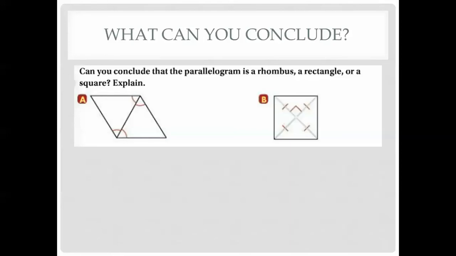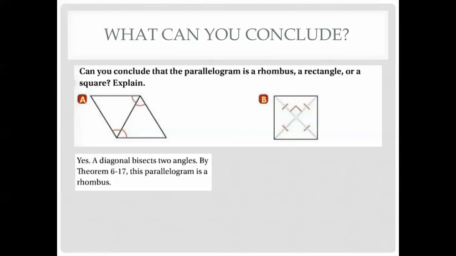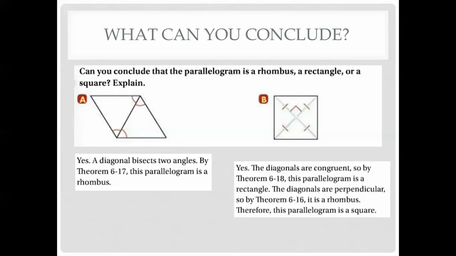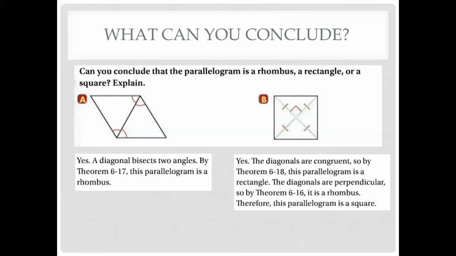Okay, let's see how you did. First one, yes, a diagonal bisects 2 angles, so this is a rhombus. The second one, the diagonals are congruent. We can see that by the markings. And the diagonals are perpendicular. The diagonals are congruent, that shows it's a rectangle. Then the diagonals are perpendicular, that shows it's a rhombus. It's both a rhombus and a rectangle, which makes it a square.